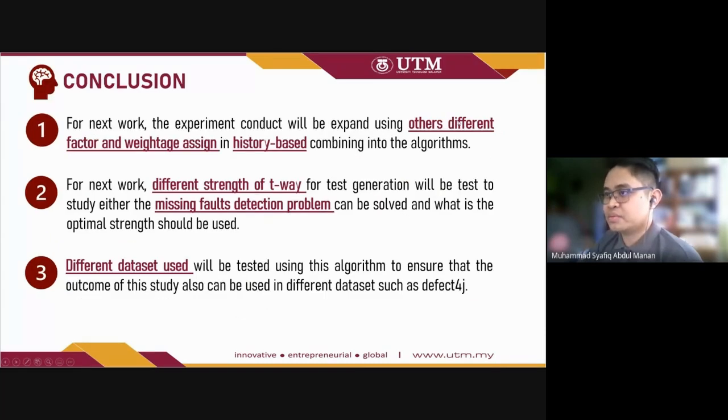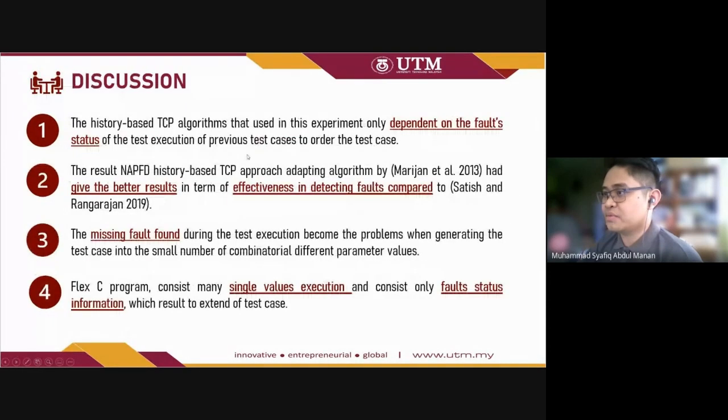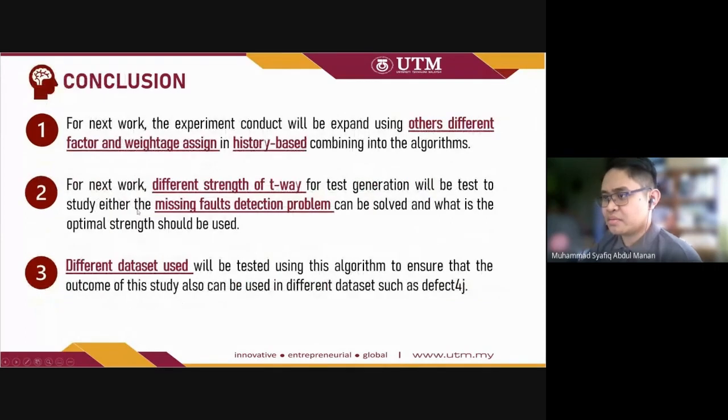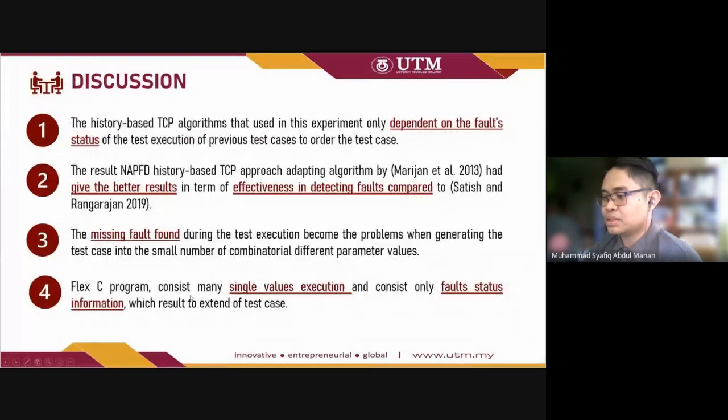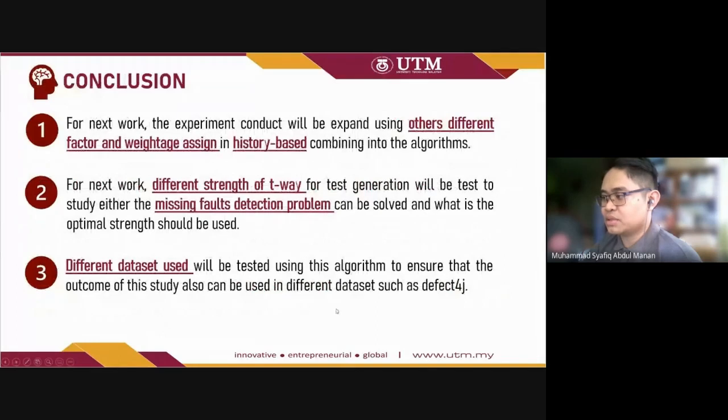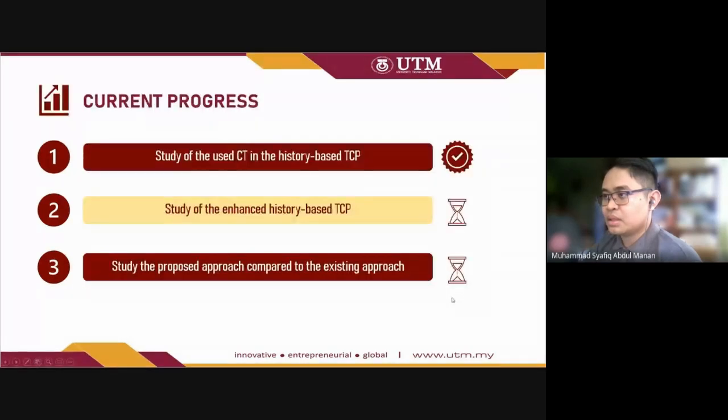Then for the future work of my experiment, we will expand using other factors, which I highlighted before, which is taking code change into consideration instead of only focusing on fault status. And then for the second part, we try to use different strength values for the test case generation, to study whether the missing fault detection problem can be solved and what the optimal strength should be. Then lastly, we will use a different data set, since the Flexi program only consists of fault status information instead of code change information. So for that, I use an open source dataset, which is the Defects4J dataset. And this is the current status of my study, which I focus on for now.